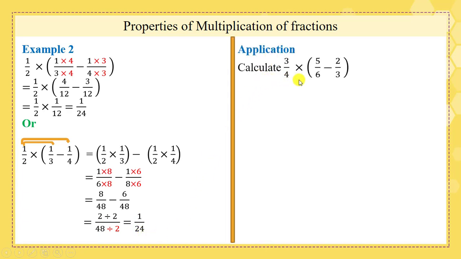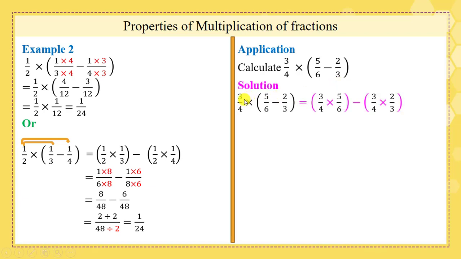Application. Calculate 3 over 4 times 5 over 6 minus 2 over 3. Please pause this video and try to solve this application. 3 over 4 times 5 over 6 minus 3 over 4 times 2 over 3.